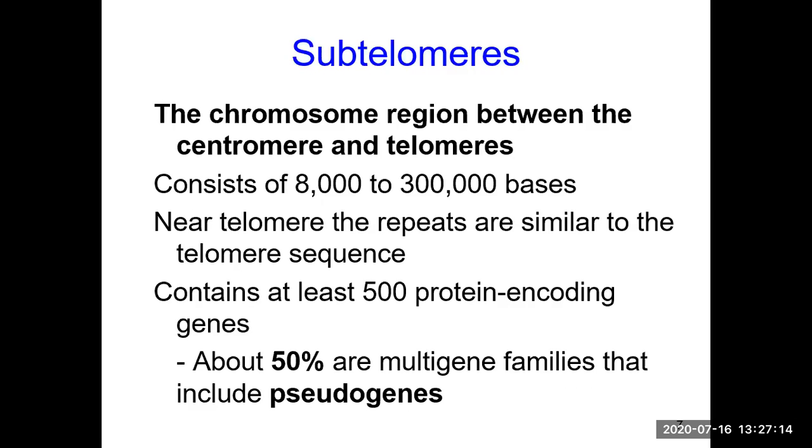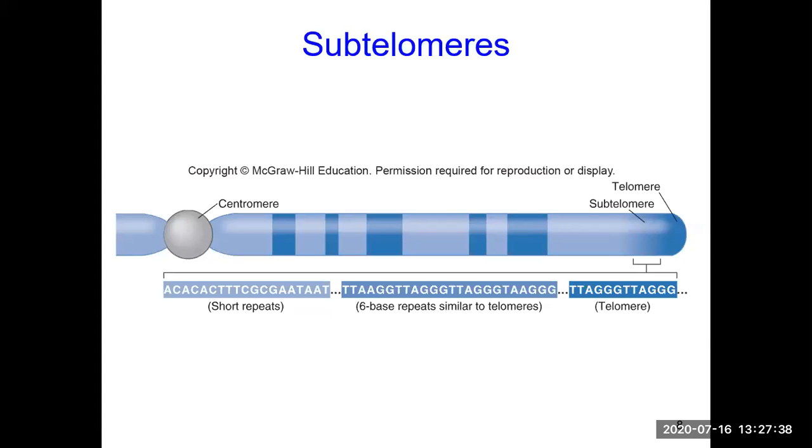Subtelomere is the region a little bit further inside than the telomeres. This is between the centromere and telomeres, and could be as long as 300 to 1000 bases, okay? And of course, the subtelomeres contain 500 or more protein-encoding genes. A lot of these genes could also include pseudogenes, that means coding for non-coding RNAs, ncRNAs.